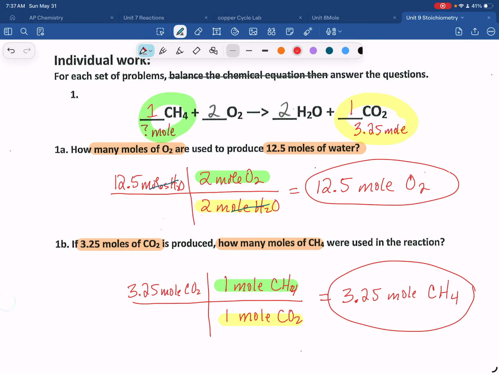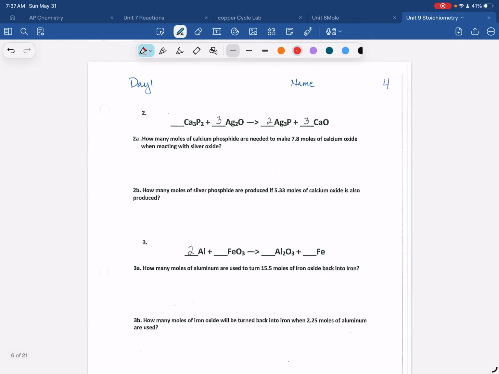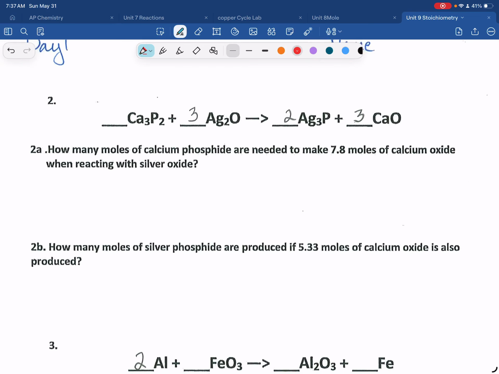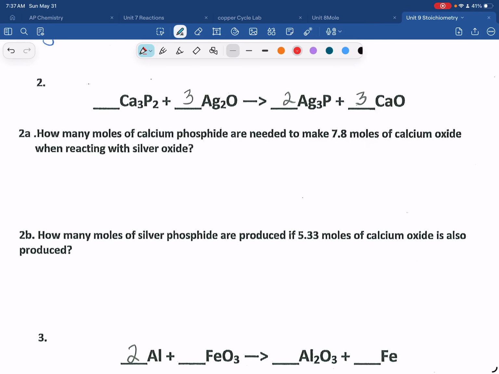Let's go on to the next page. Let's do the first one here. We'll do number 2, and then you can do number 3 on your own. Okay, so same idea here. This is a mole-to-mole ratio. So let's see here. What does it say? How many moles of calcium phosphide? So that's what we're looking for. Here's what we start with, 7.8 moles of calcium oxide.